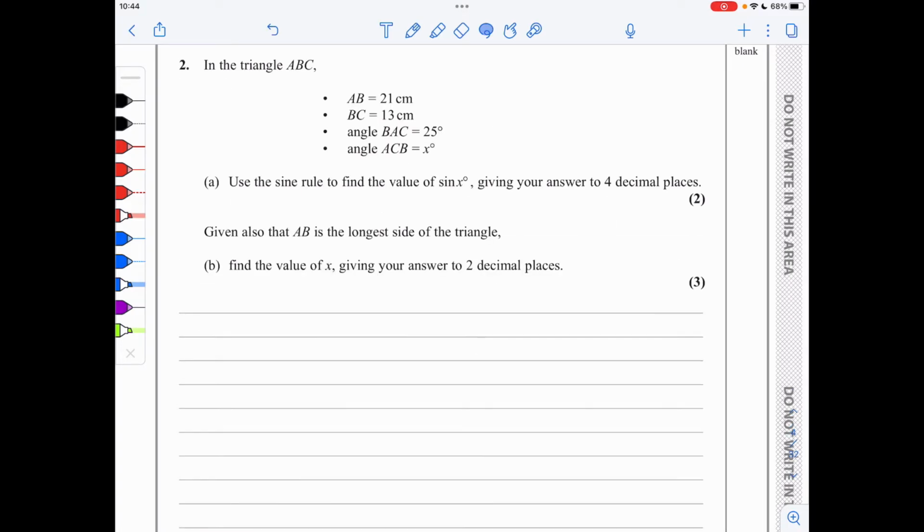In question 2, we are told that triangle ABC satisfies these conditions here, and we need to use the sine rule to find the value of sine x to 4 decimal places. It certainly makes sense to draw a triangle just to put all the information there. So we've got triangle ABC. We know that AB is 21 centimeters, BC is 13 centimeters, angle BAC is 25 degrees, and the angle ACB is x.